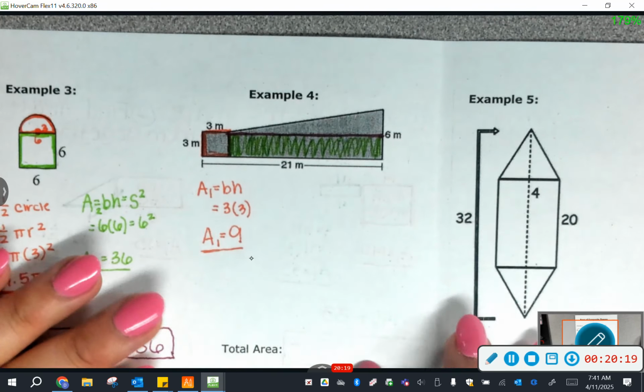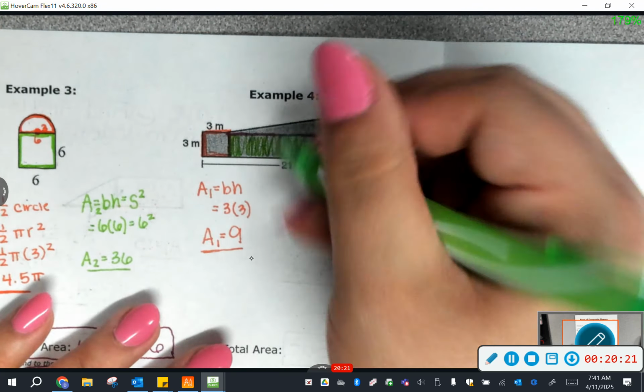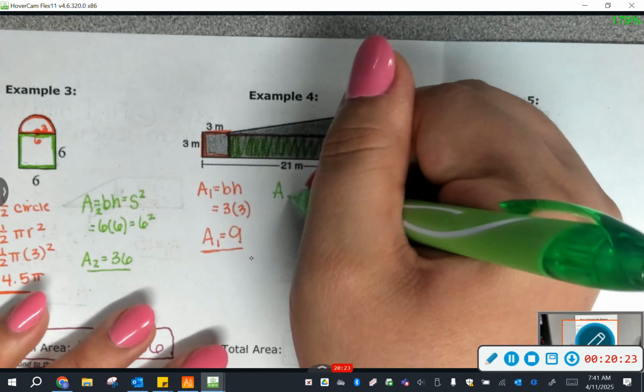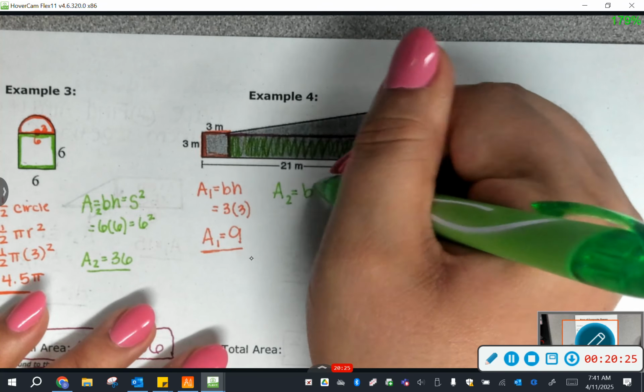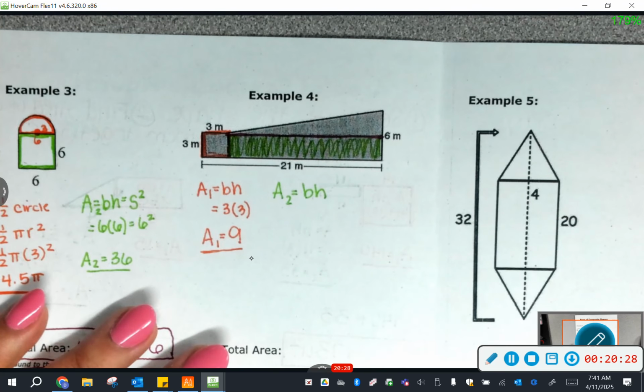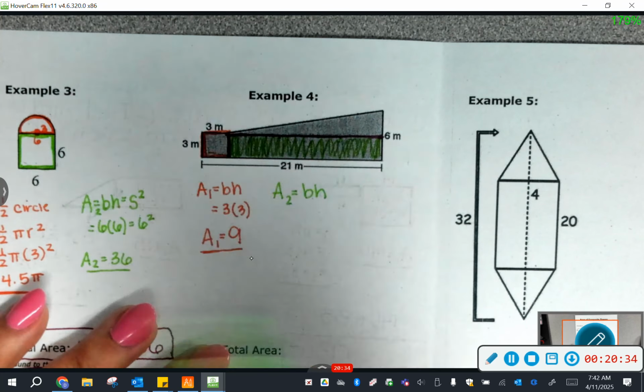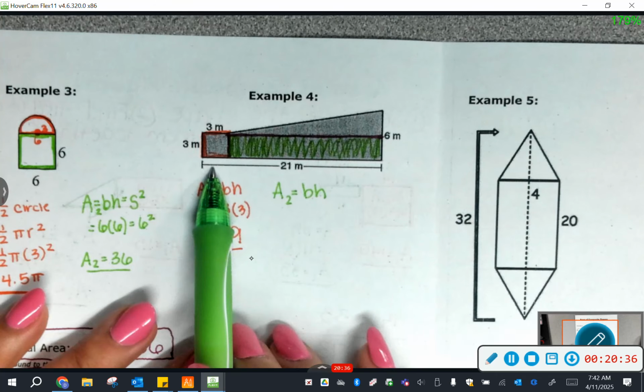DJ, you with me over there? All right, write this down.